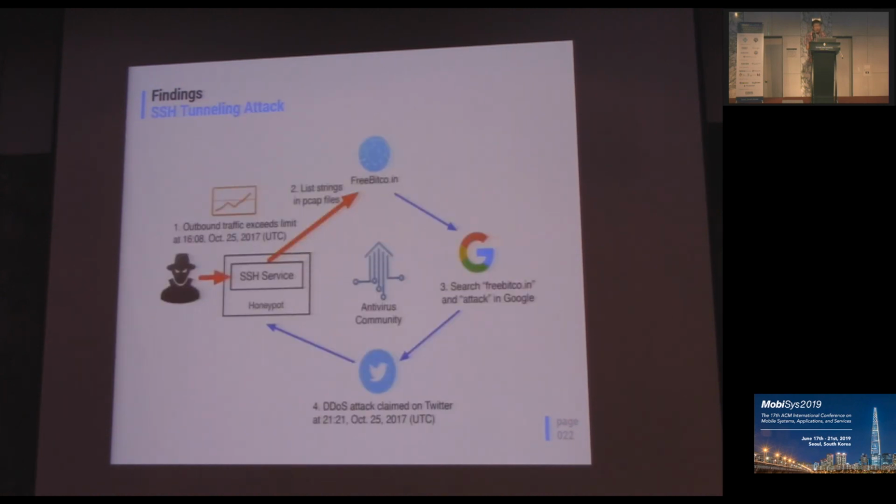This figure illustrates how we identify the last type, the most special attack. We call it the SSH tunneling attack. First, by examining the recorded data flow traffic, we found that the outbound network traffic in one of our deployed software honeypots suddenly exceeded a reasonable limit. Then we found that it continuously sent HTTPS requests to a Bitcoin lottery website, freebitco.in. Then we searched the domain name of the website together with the keyword attack via Google. And fortunately, we discovered a message posted on Twitter by the website's operators, reporting that they were under DDoS attacks on the same day.